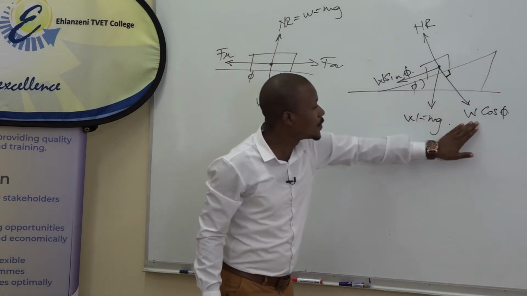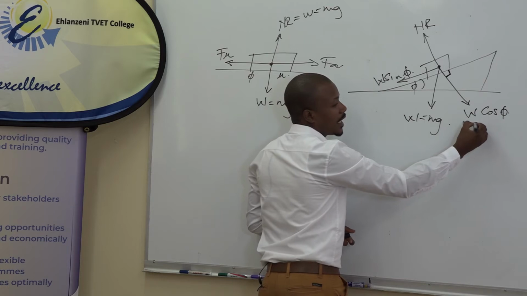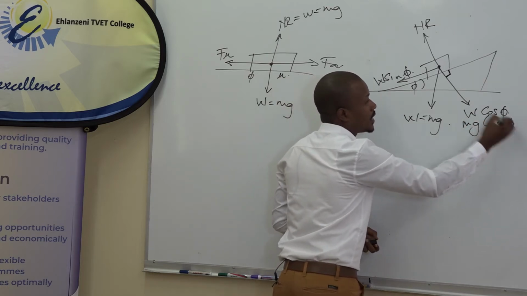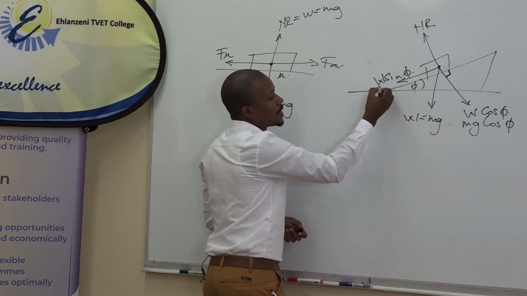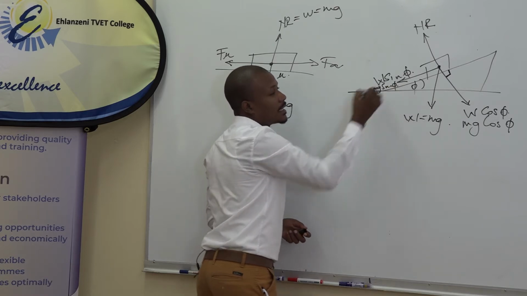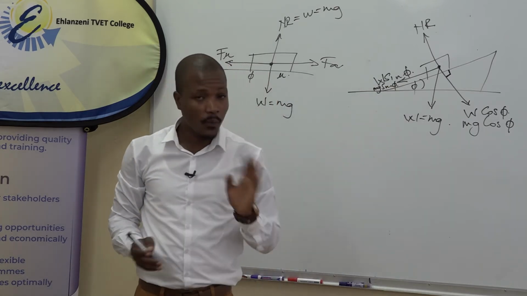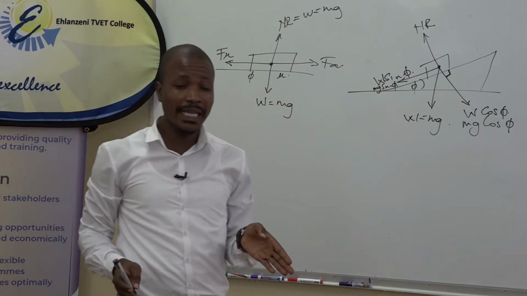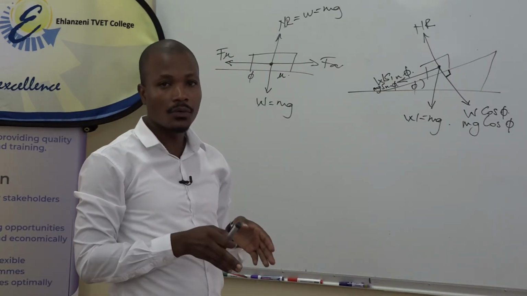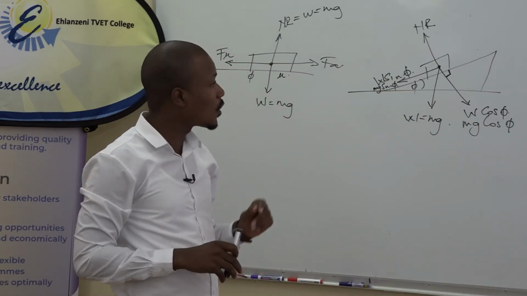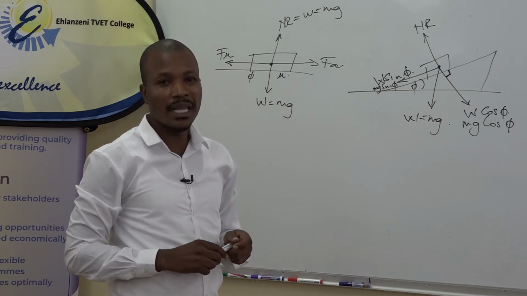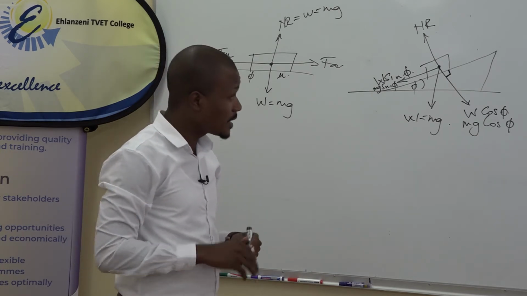This W is always mg. This is mg cos theta. This is mg sine what? Sine theta. Don't forget, the weight component perpendicular to the inclined plane is W cos theta, and the weight component parallel to the inclined plane is W sine theta.